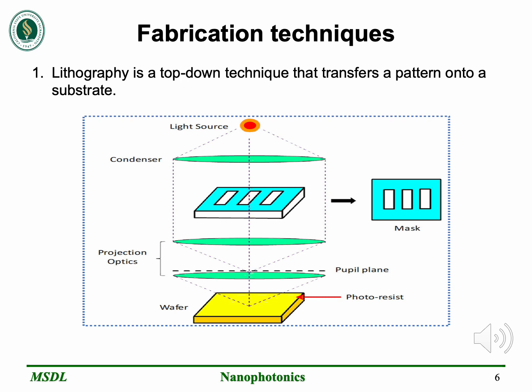The exposed areas of the photosensitive material are then removed using a solvent, leaving behind a patterned substrate. The size of the pattern can be controlled by adjusting the wavelength of the light being used and the resolution of the mask.